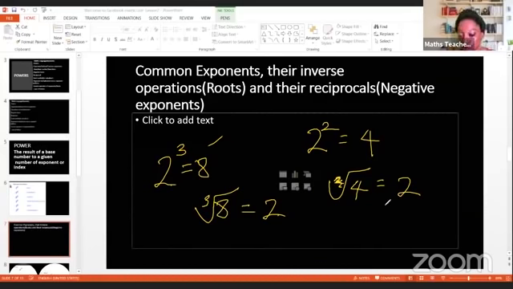So that's the root. We call it the square root. That is the inverse operation for your base number and your exponent, okay? However, if you have something like, let's clear that drawing. I hope you've written some of those notes down.